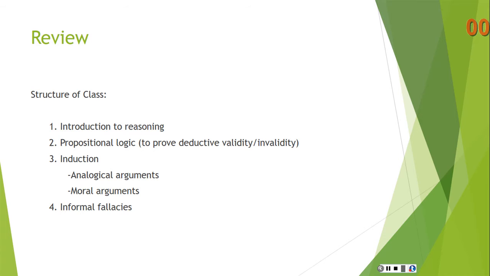The main point of this whole section on propositional logic is to find a method to prove whether a given deductive argument is valid or invalid. To find a method and to use that method to prove whether a given deductive argument is valid or invalid. In the third section of the course, we'll cover induction, and I'll give you analogical arguments and moral arguments as an example. And finally, we'll cover informal fallacy.